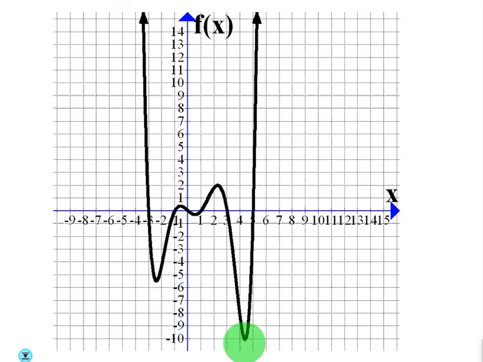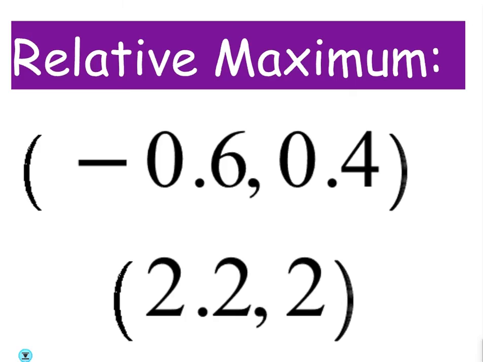Can anybody tell me how many relative maximums this graph has? It has 2, yes. It has one right here and one right there, and that is correct. It does not have any absolute maximums because it goes up on both the left and right. But for the relative maximums, I put negative 0.6 comma 0.4, and 2.2 comma 2.